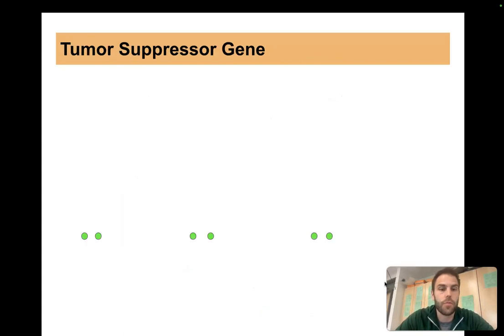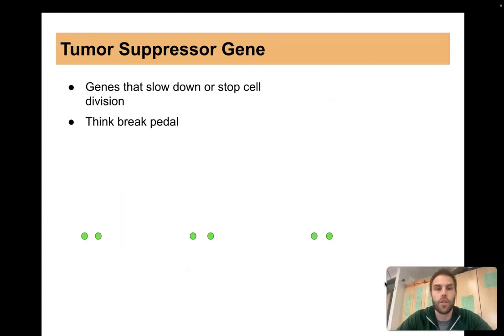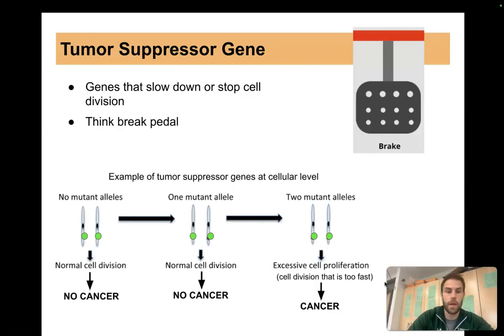All right, so let's look at tumor suppressor genes. Again, these are genes that slow down or stop the cell cycle. Think brake pedal. And so let's say we have no mutant alleles. Clearly, we're not going to have cancer. Let's say we have one mutant allele. There's still going to not be cancer. Why is that the case?